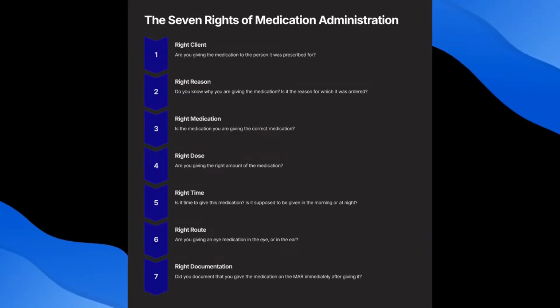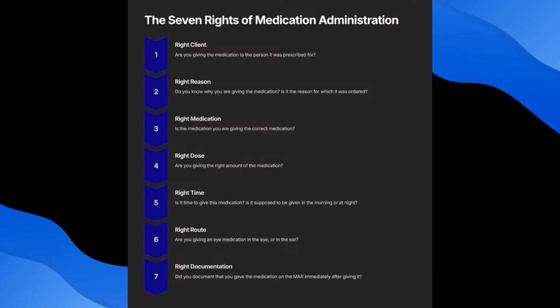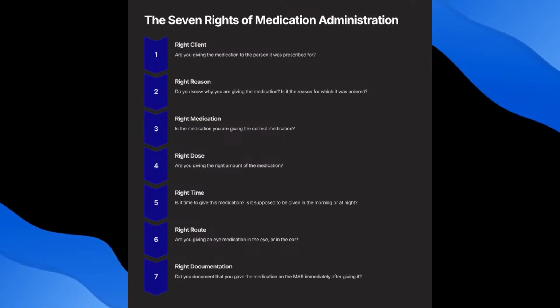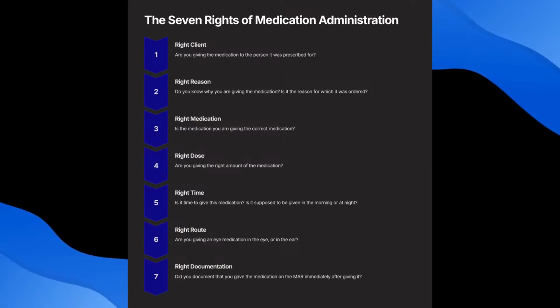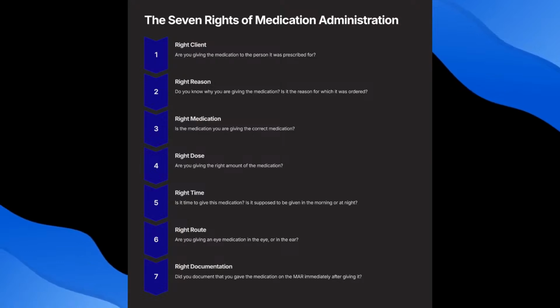And this is hard to see. I do apologize, but it goes through the 7. And now, yesterday we watched a video, I think it's at the 6. I told you there are multiple, but the rights of medication. So here we have the right client, the right reason, the right medication, the right dose, the right time, the right route, and the right documentation.